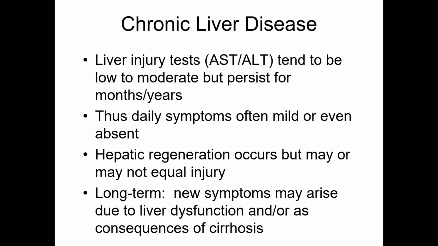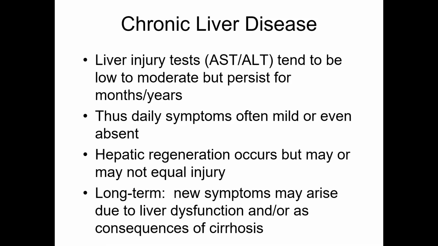Now, a chronic liver disease, on the other hand, involves the slow but persistent increase of your AST, ALT that is indicative of continuing injury to the liver, that tends to be low to moderate in intensity but persistent in terms of months and years. Thus, your day-to-day symptoms can often be mild and even sometimes absent. So there are chronic liver diseases where the patient does not know that they have liver disease because they don't really have symptoms except for the slight elevation of their transaminases.